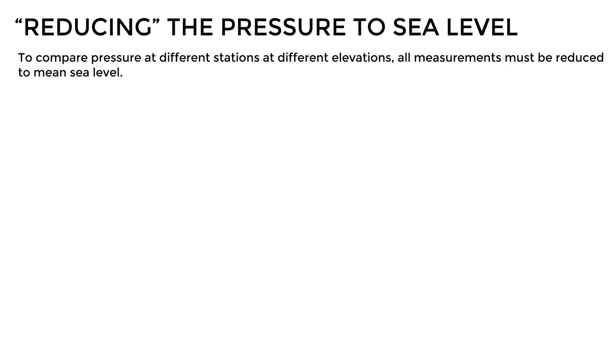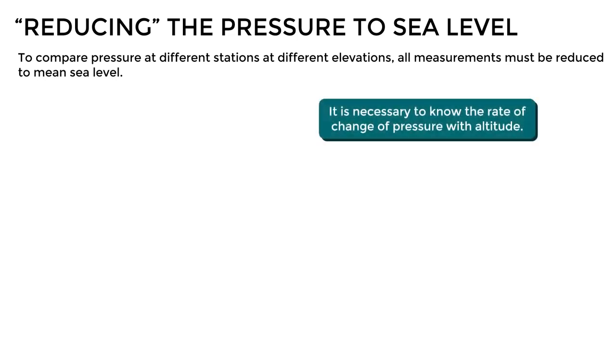Now, something to keep in mind is that in order to do this procedure, it is necessary to know the rate at which the pressure changes with altitude, or in other words, the vertical pressure gradient. And as we said in previous videos, this gradient varies with altitude and temperature. However, for this example, let's assume it is 1 hectopascal for every 30 feet.